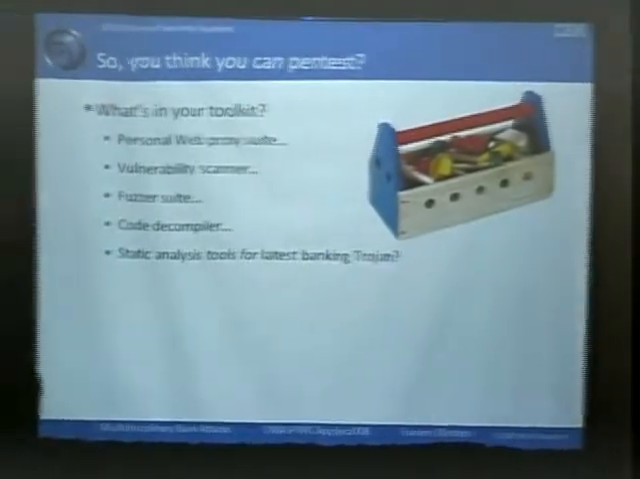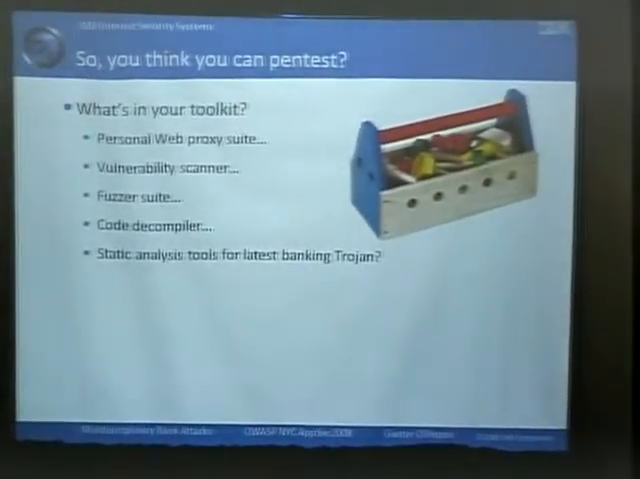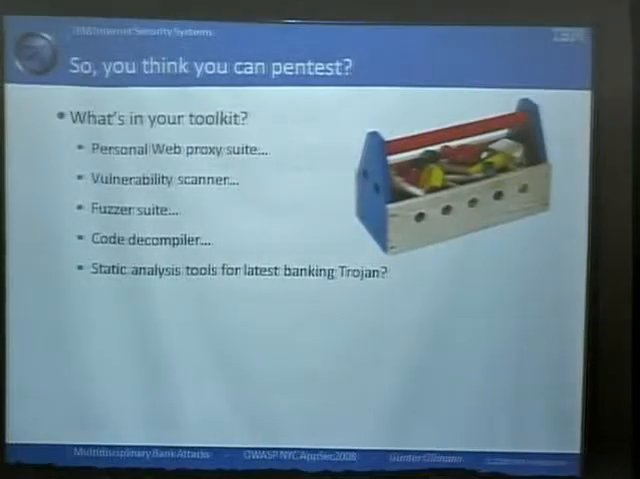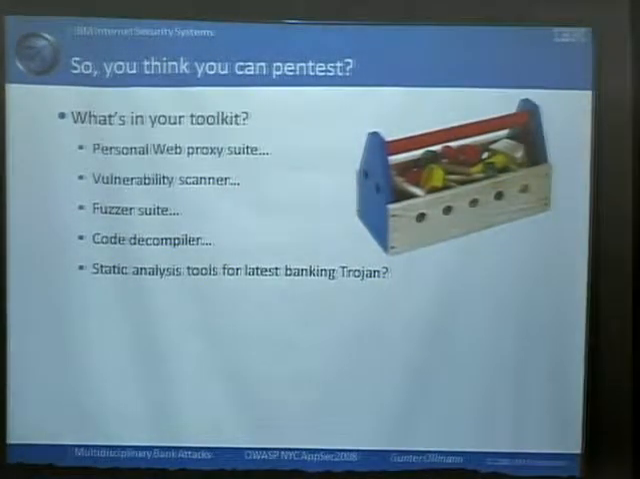Okay. So if we look at it from a penetration testing perspective, you have your creative tools that you need for testing applications. You've probably got a personal web proxy, a vulnerability scanner, a fuzzer suite, compiler. Some people may even go as far as some static analysis tools, although the number of people that can bridge the skills gap between web application security and malware analysis is fairly rare. And there's only a few people I know about who are really good at this.